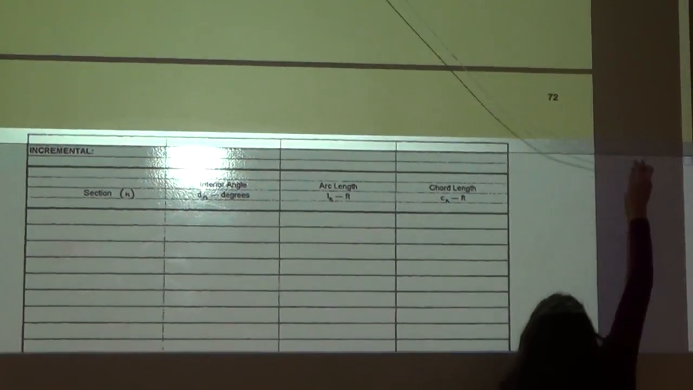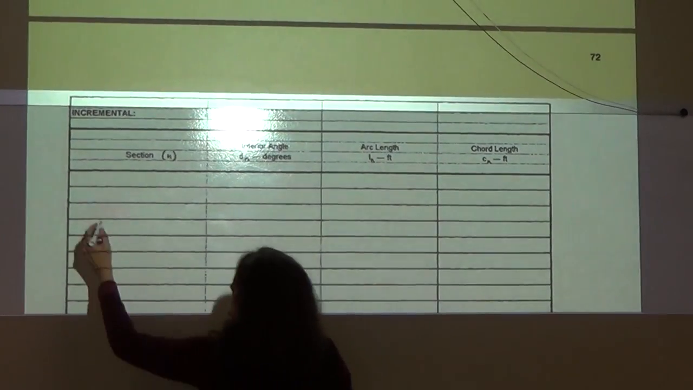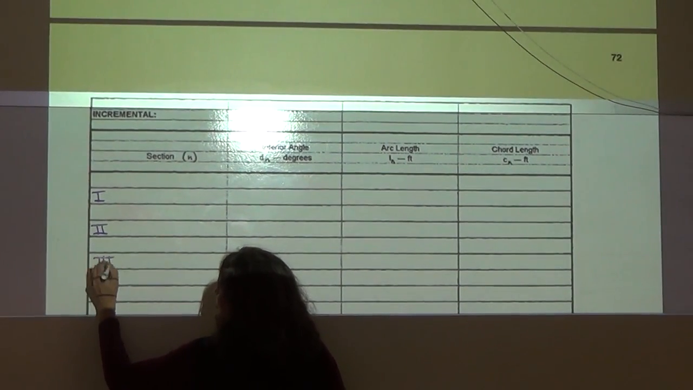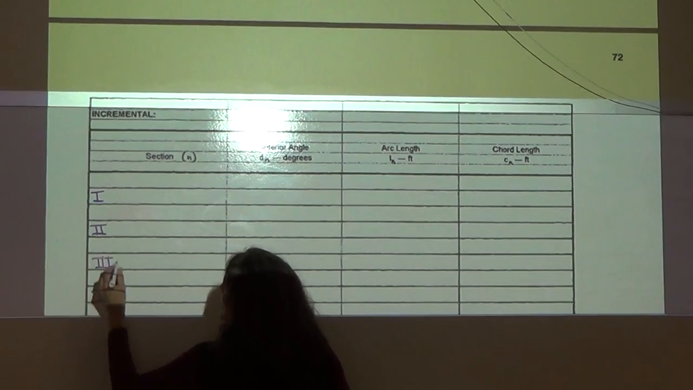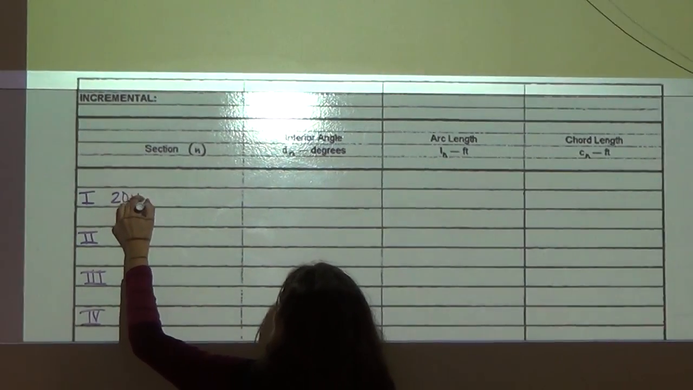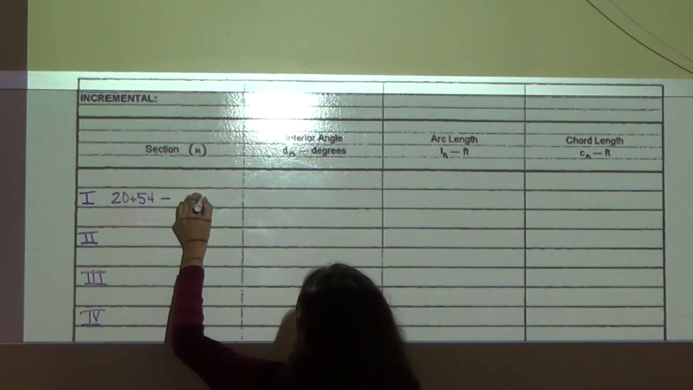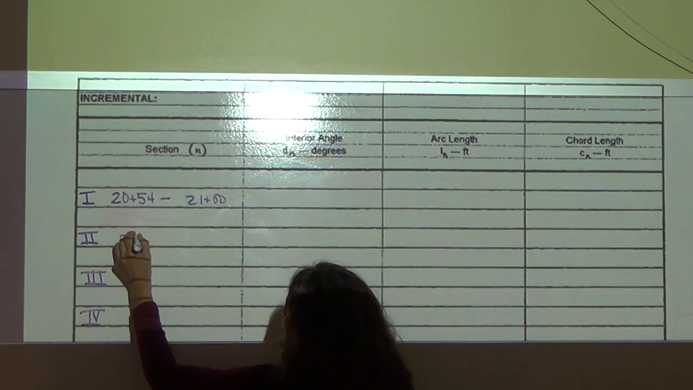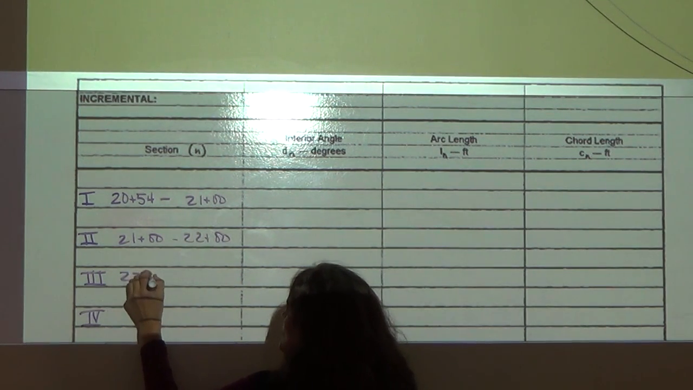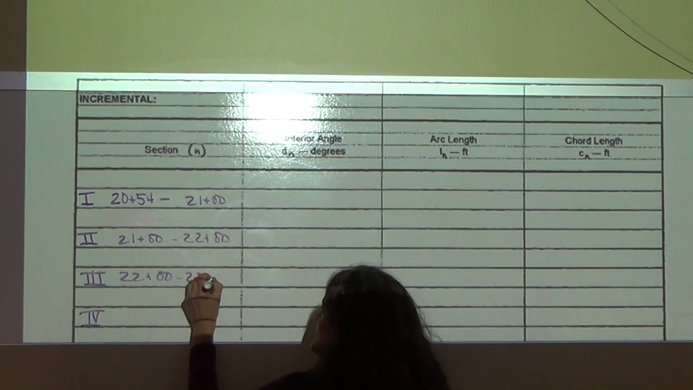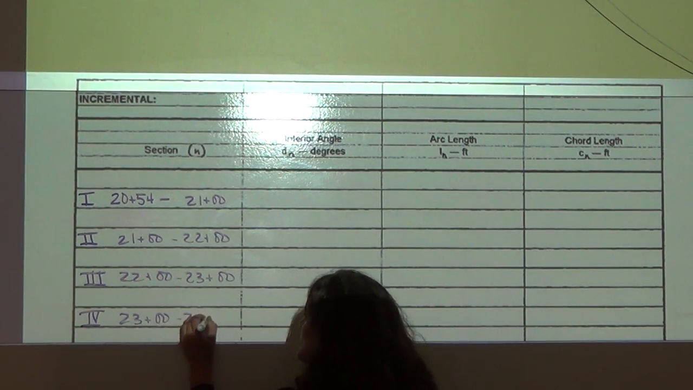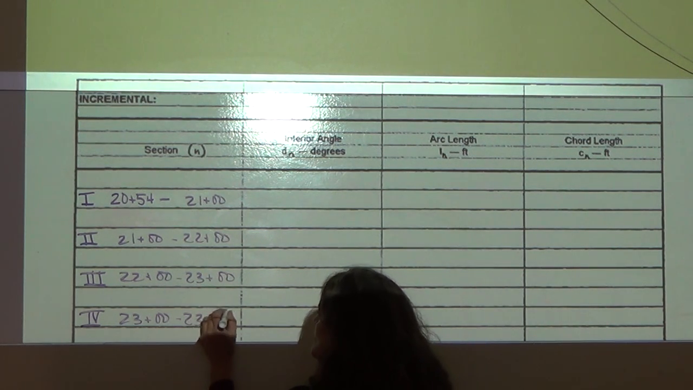Okay, so here's the table. This represents section 1, this represents section 2, this represents section 3, and this represents section 4. So this is 20 plus 54 to 21 plus 00? Yep. This is 21 plus 00 to 22 plus 00, 22 plus 00 to 23 plus 00, and 23 plus 00 to 23 plus 57.